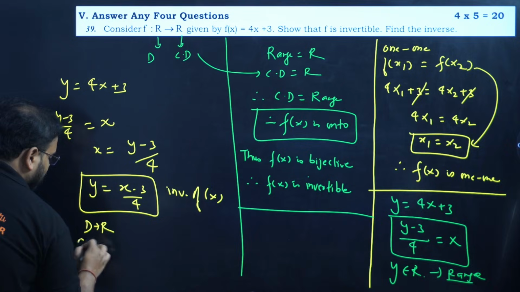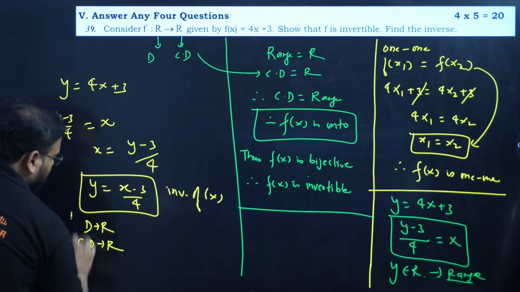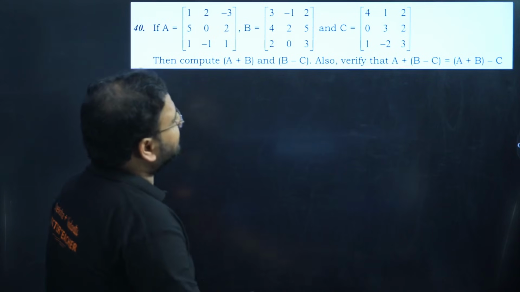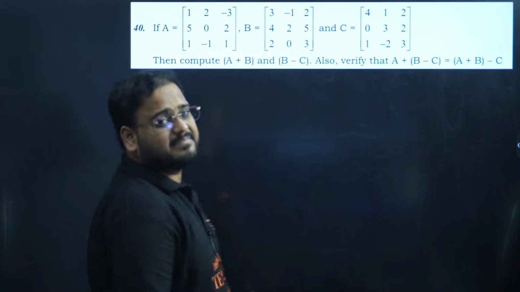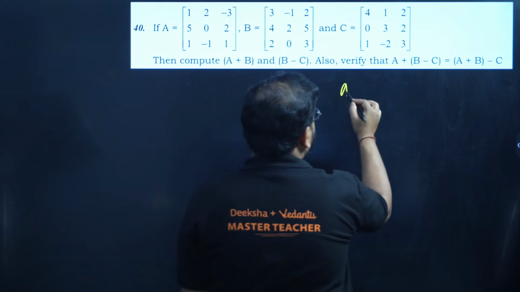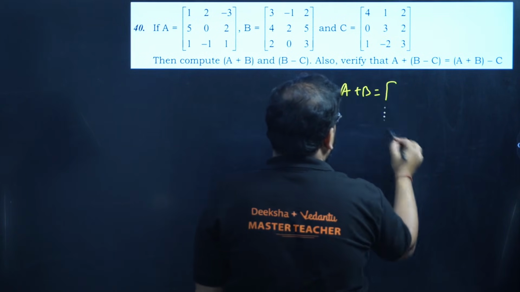All real, and codomain is what? Also all real. A is given, B is given, C is given. We have to prove that (a plus b) minus c equals a plus (b minus c). Basically, associative property we have to prove. Find a plus b first. Add it, a plus b.